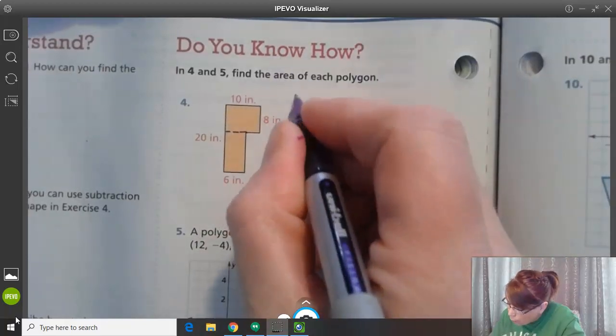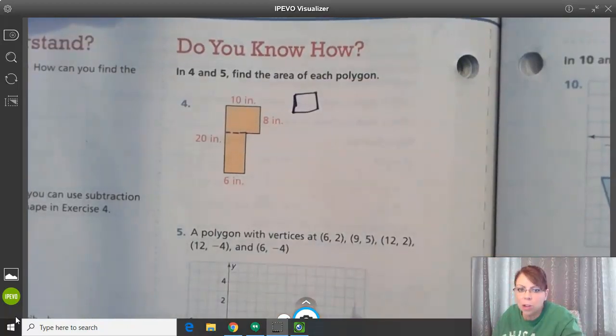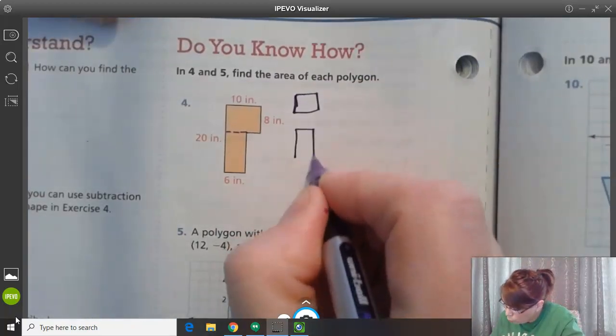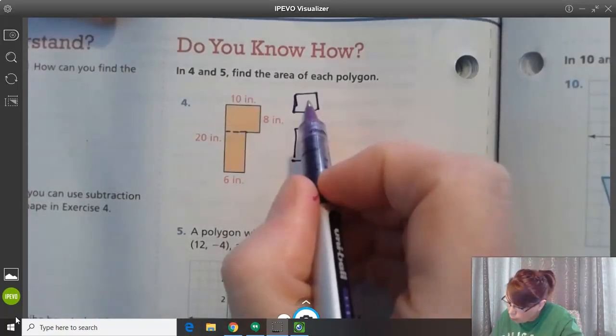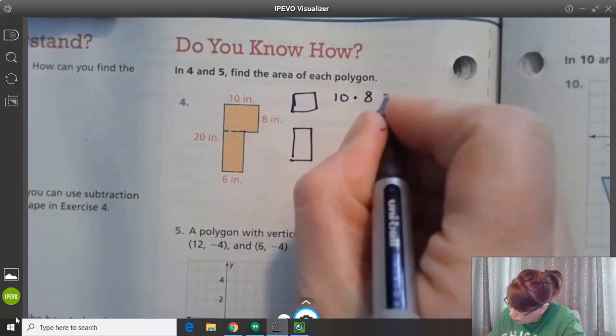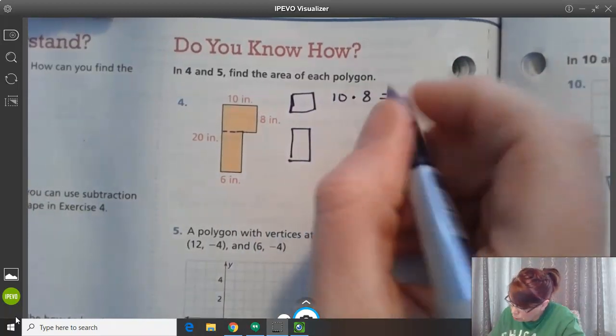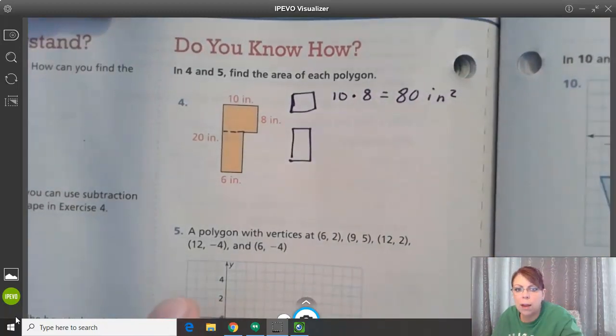So I personally like drawing the shape. I like drawing the shape so that I know which one I'm recording the dimensions for. So for this one, it is base times height. So it's 10 times 8, which you guys should know is 80 inches squared, right?